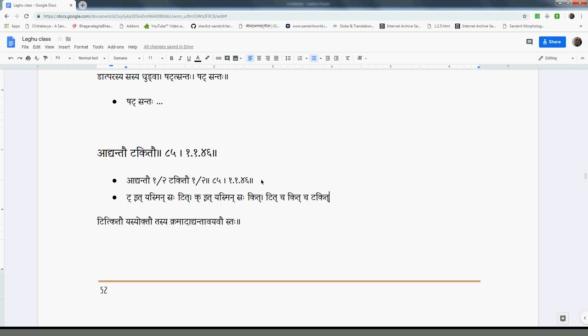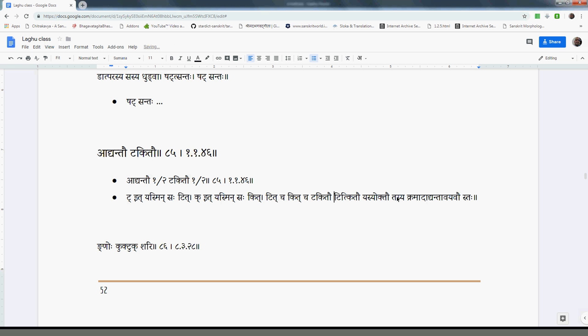It could also have been titkitau, it could have also been tikitau. So this titcha kitcha I can say titkitau, I can say tikitau, or as per the sutrakara, he has taken this ikara as common between tit and kit. Takara is different and ikara is common, so he separated out the ikara and kept the takara and kakara, so he got takitau. So it means tit and kit.